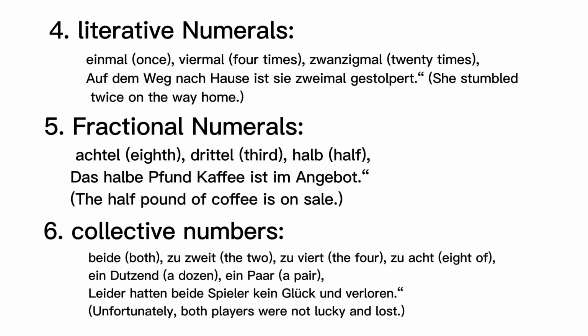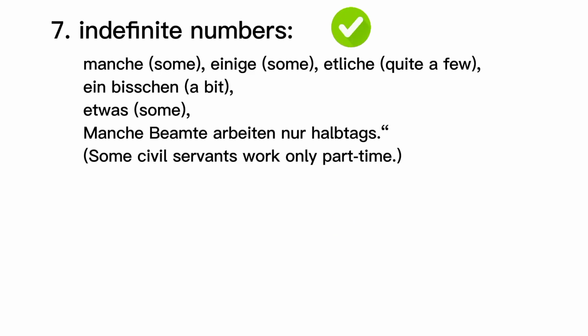Now, moving on to the seventh and last one, indefinite numbers. In this type, we use numbers like some, quite a few, a bit, only, etc. So for example, some civil servants work only part time. So here, only is an indefinite number.